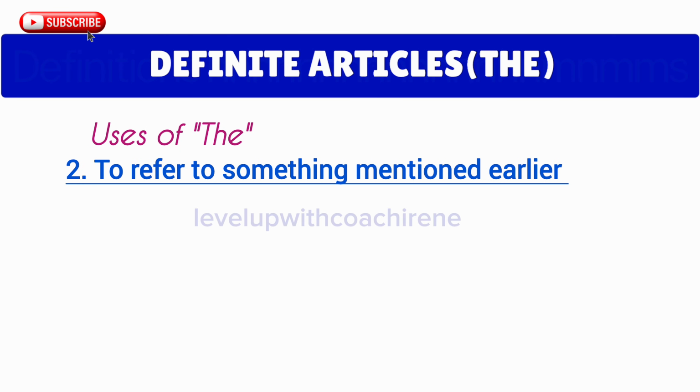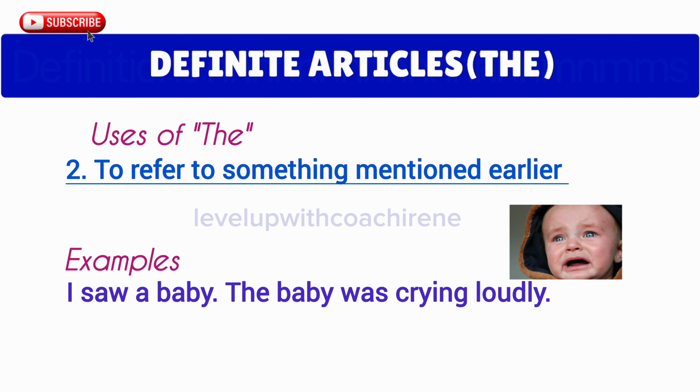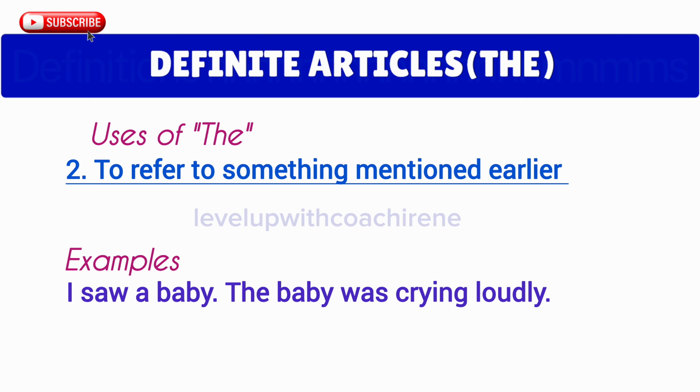Number 2, it is used to refer to something mentioned earlier. We use the when a noun has already been mentioned in a conversation or text. For example, I saw a baby. The baby was crying loudly. In this sentence, the object has earlier been mentioned. Therefore, the was used in the second sentence, as the listener already knows what the speaker is talking about.